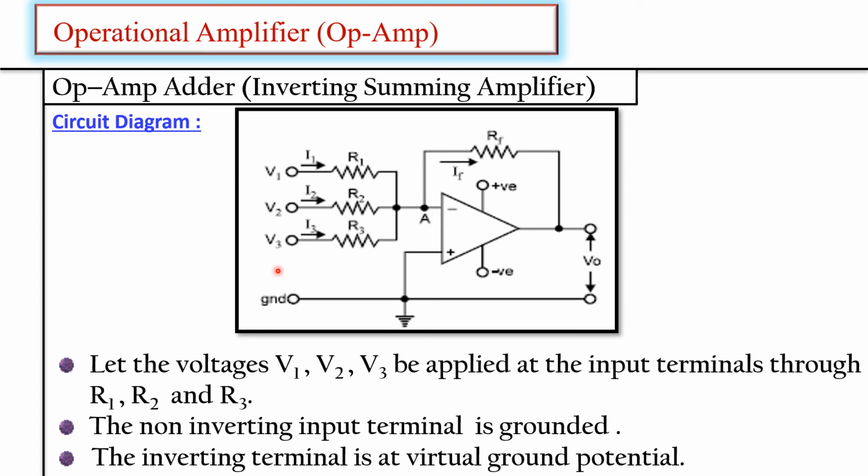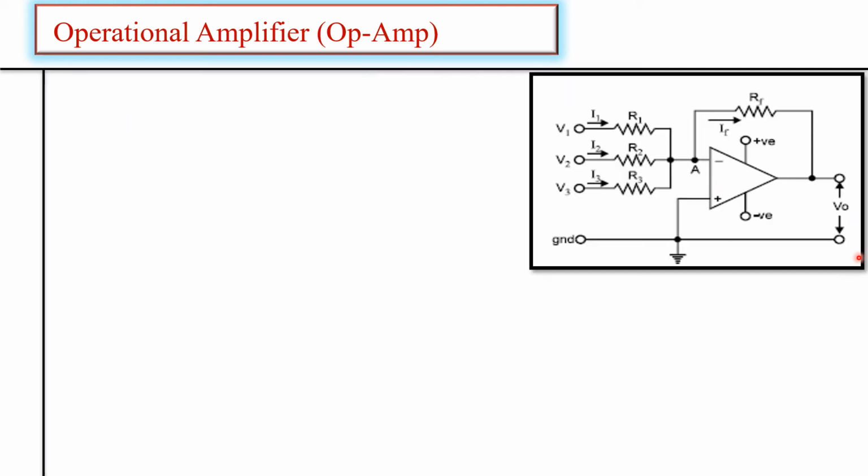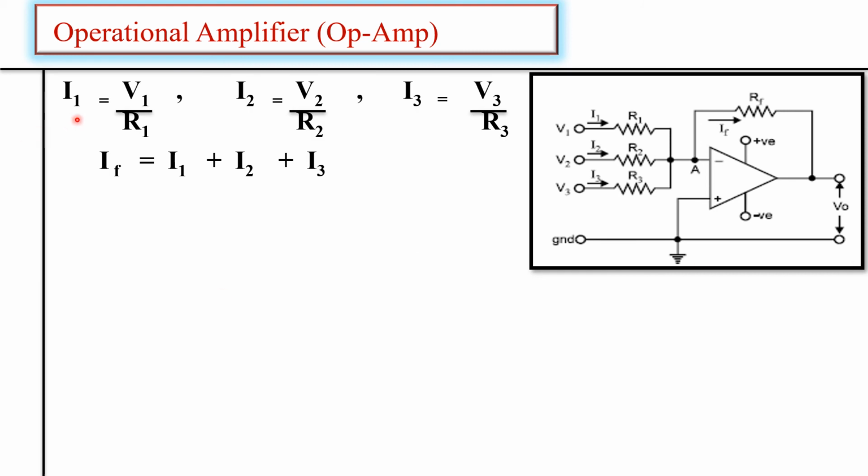The non-inverting input terminal is grounded. The inverting terminal is at virtual ground potential. So these two are at the same potential, 0 volt. Clear? So here I1 is equal to V1 upon R1, where I1 is the current flowing through R1. I2 is equal to V2 upon R2, the current flowing through R2, and I3 is equal to V3 upon R3, the current flowing through the resistance R3.